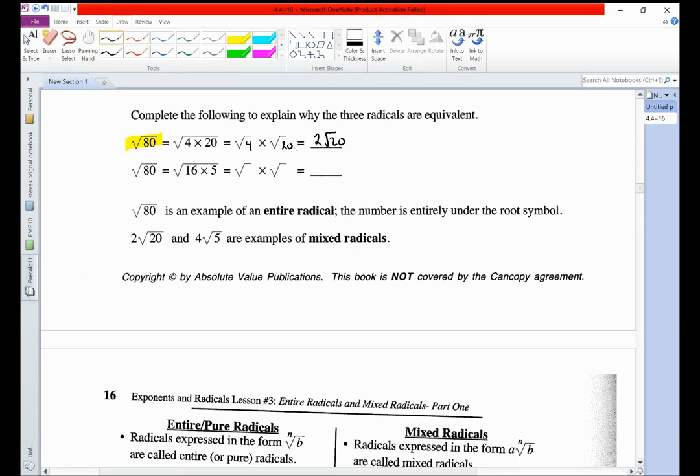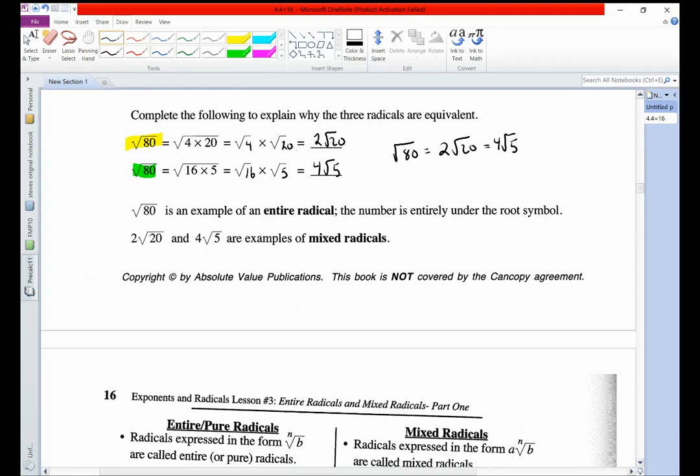You can also split 80 into 16 times 5. And we know 16 is also a perfect square. So the root of 16 multiplied by the root of 5. The root of 16 is just 4 multiplied by 5. So basically, the square root of 80 is equal to 2 root 20, which is also equal to 4 root 5.